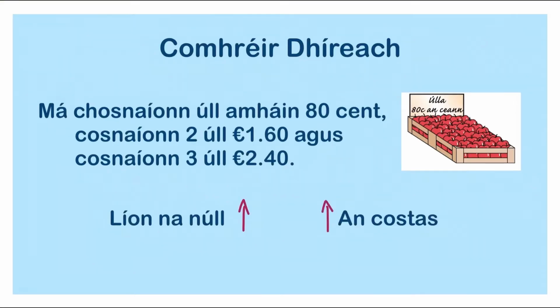When the number of apples increases, the cost increases in the same ratio. So for every 1 apple, the cost increases by 80 cent.